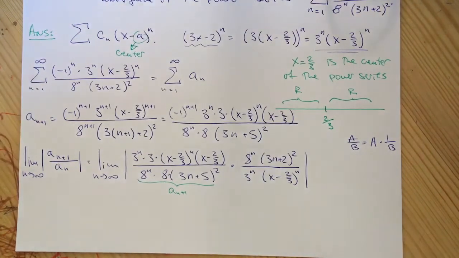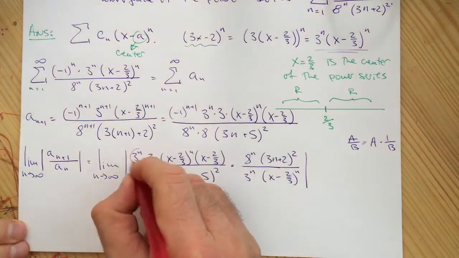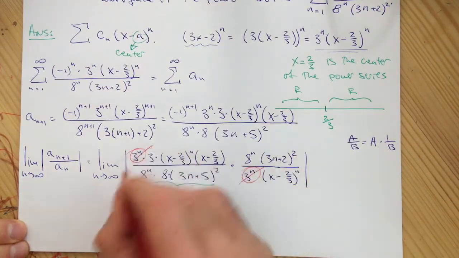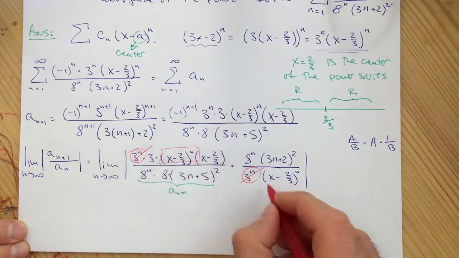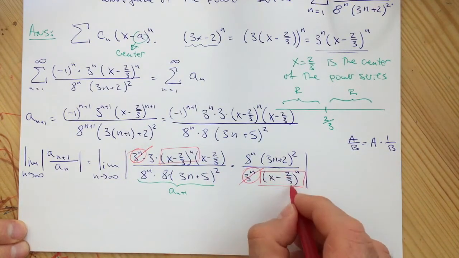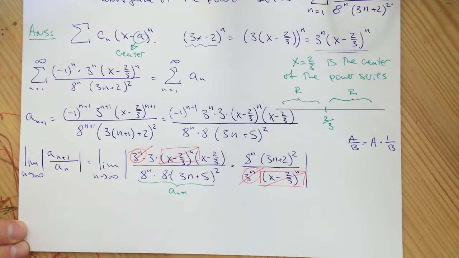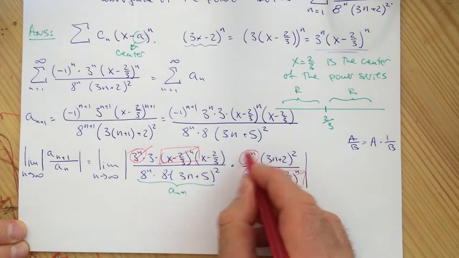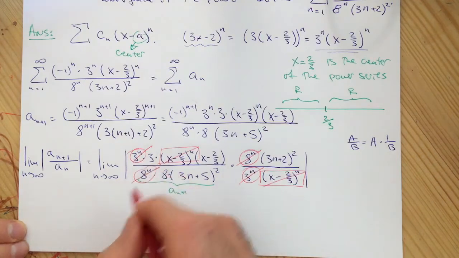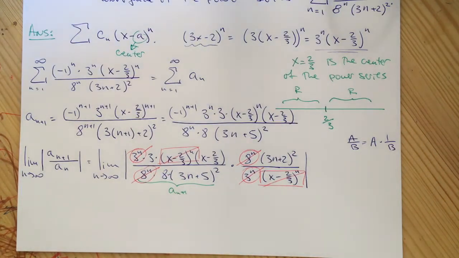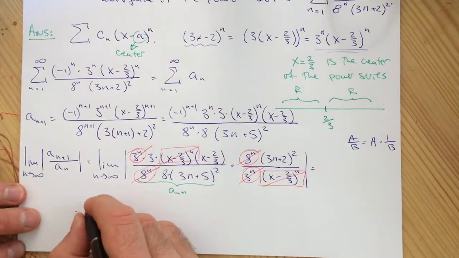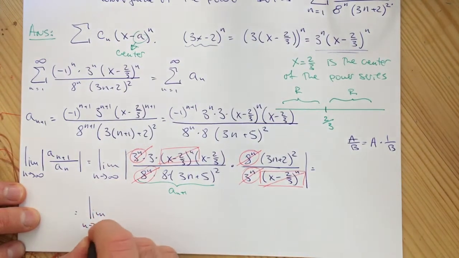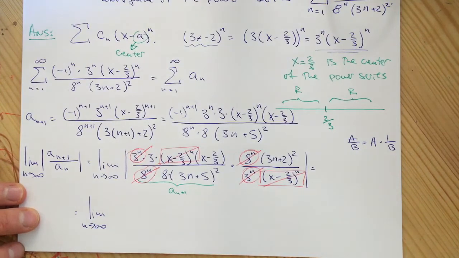Okay, this is the moment where you will start canceling a lot of stuff, so let's go step by step. I have 3 to the n here and here, those are out. I have ((x minus 2) over 3) to the power of n and ((x minus 2) over 3) to the power of n here, and I have 8 to the power n and 8 to the power n right here. So once I have canceled all of those, I'm going to rewrite this limit just to check what's left.